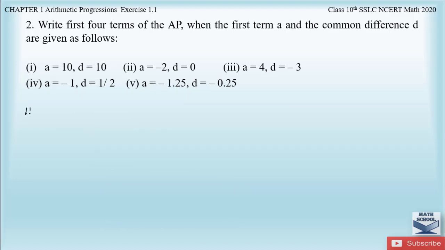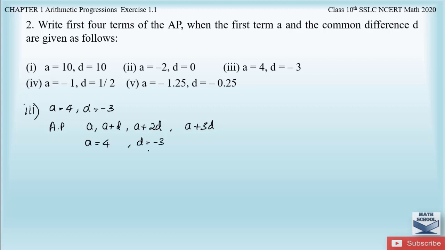Now coming to the third part of the question 2, where A value is equal to 4 and D is given as minus 3. So let us write down the general form of AP. The first 4 terms, that is A is the first term, A plus D, A plus 2D and A plus 3D. So A value is already given, that is 4 and D is minus 3. So let us substitute this value. The first term A is 4, then the second term A2. So this is the first term a1, this is a2, this is a3 and a4.